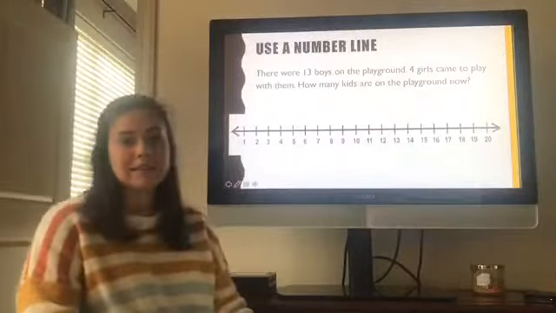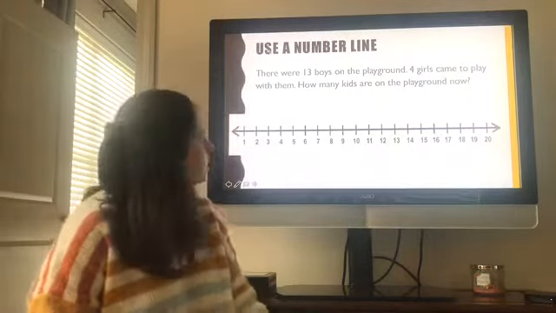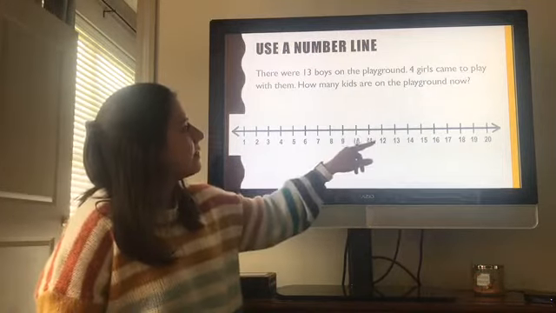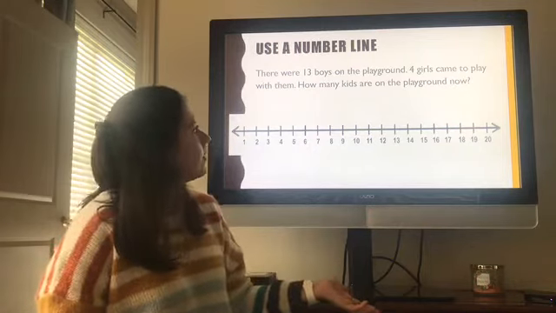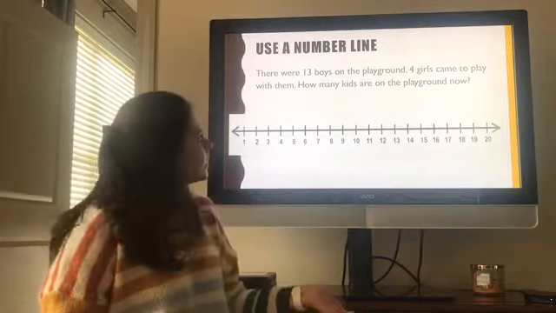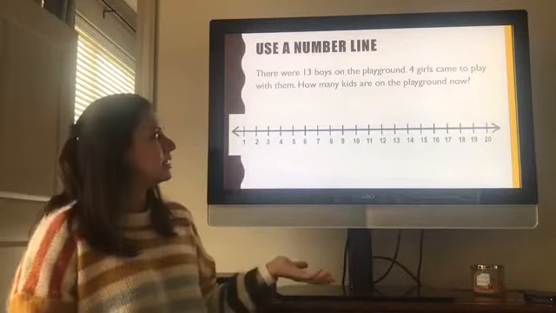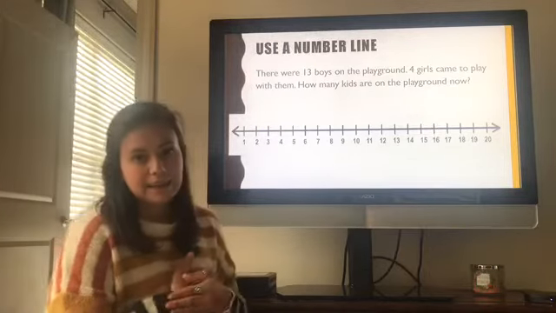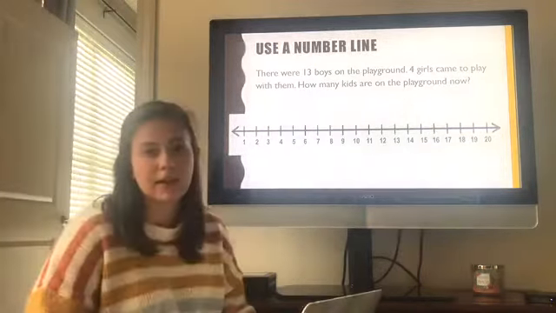Okay, so first we're going to figure out if we're adding or if we're subtracting. So we had 13 boys that were playing on the playground, and then four girls came to play with them. And the question is asking us how many kids are on the playground now. So we have the boys and the girls playing on the playground together. So we would be adding the two numbers together to see how many are on the playground now all together.